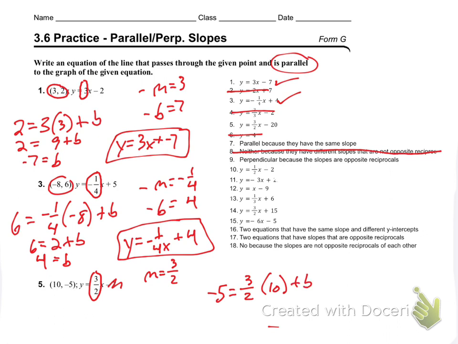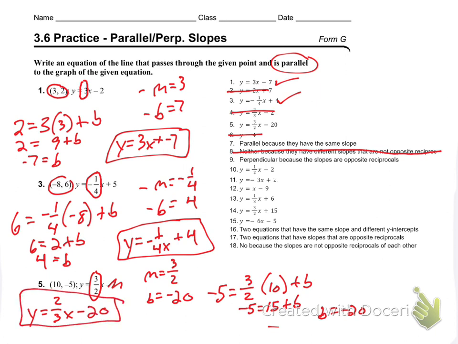Again, I hate fractions, so in my calculator, I literally just do 3 divided by 2 and hit enter. So that's 1.5 times 10. It's going to be 15. So negative 5 is going to be equal to 15 plus b. So I'm going to need to subtract 15 from each side. So b is going to be equal to negative 20. So if b is equal to negative 20, when I write my equation, y is going to be equal to 2/3 x minus 20. Check my answer, and we're good to go on these 3.